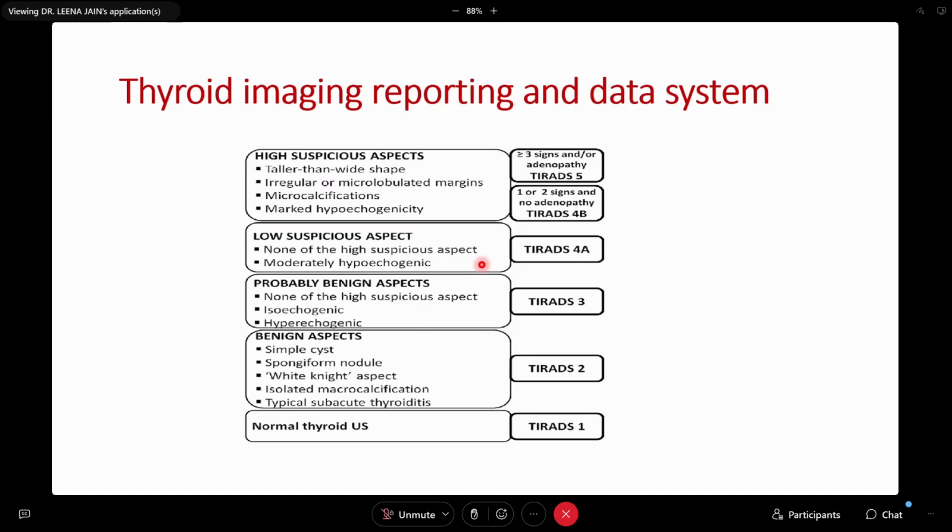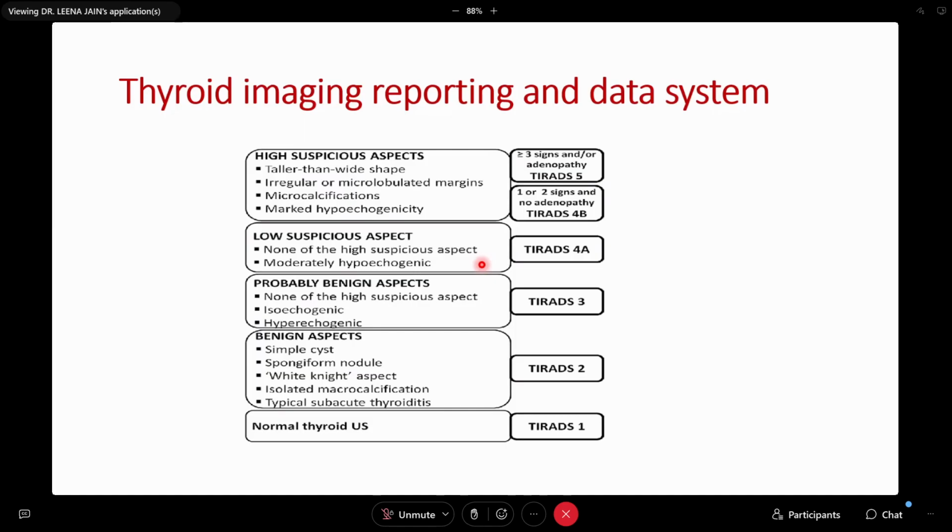Whenever there is a hypoechogenic lesion, it goes more in favor of malignancy. So Thyroid 4A is a low suspicious aspect of any nodular lesion. Then a lesion is highly suspicious for malignancy when it is taller than wide, more tall rather than wide. Then there are irregular microlobulated margins.